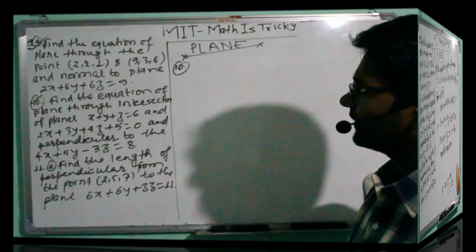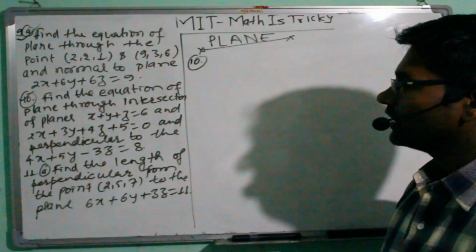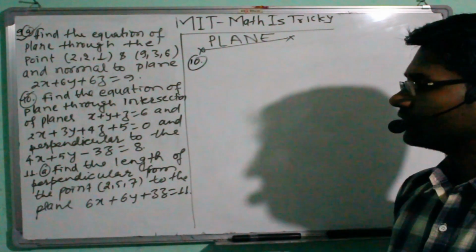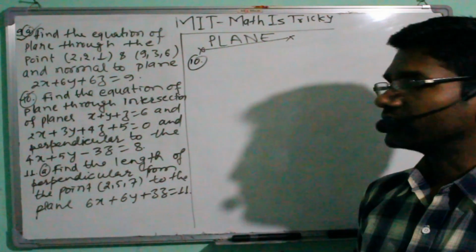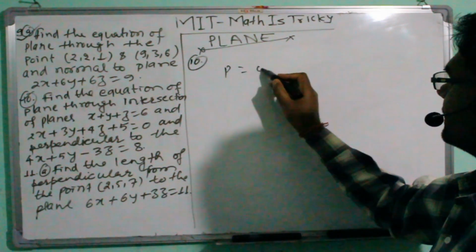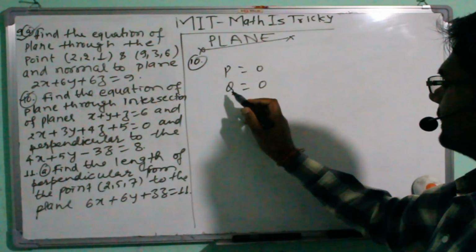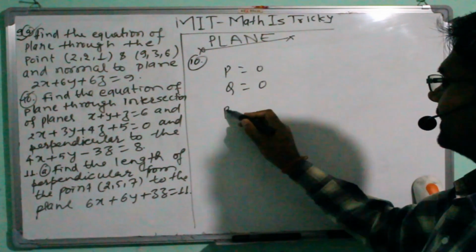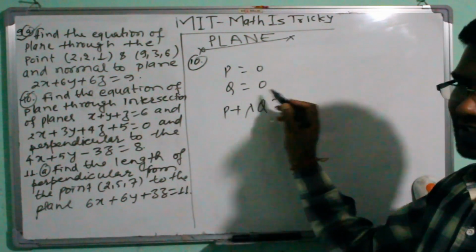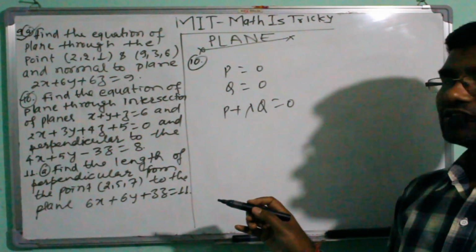Okay. Through the intersection of planes x plus y plus z equals 6 and 2x plus 3y plus 4z plus 5 equals 0, and perpendicular to 4x plus 5y minus 3z equals 8. So in this case I'm going to use this concept. If p equals 0 is one plane and q equals 0 is another plane, then the plane passing through the intersection of these two planes can be written as p plus lambda times q equals 0. This is the plane passing through the intersection of the planes p equals 0 and q equals 0.